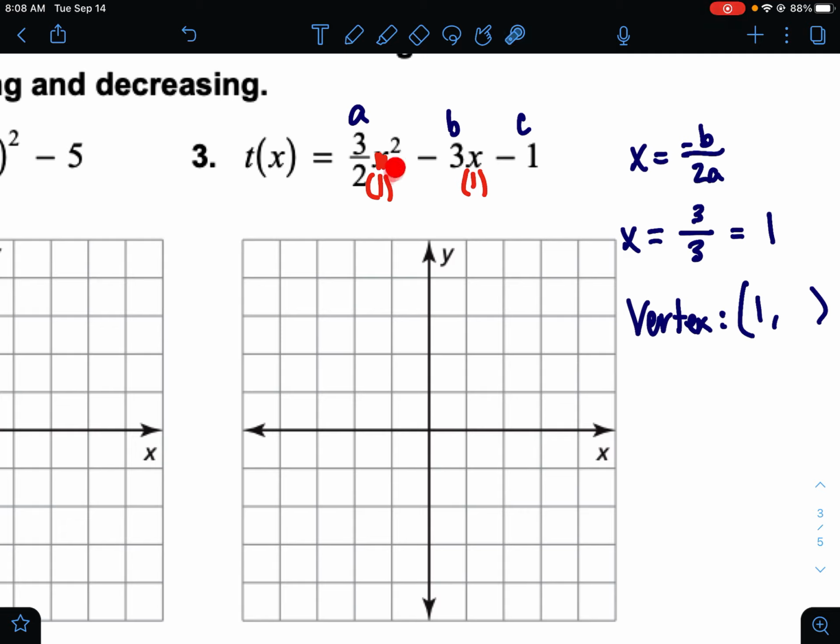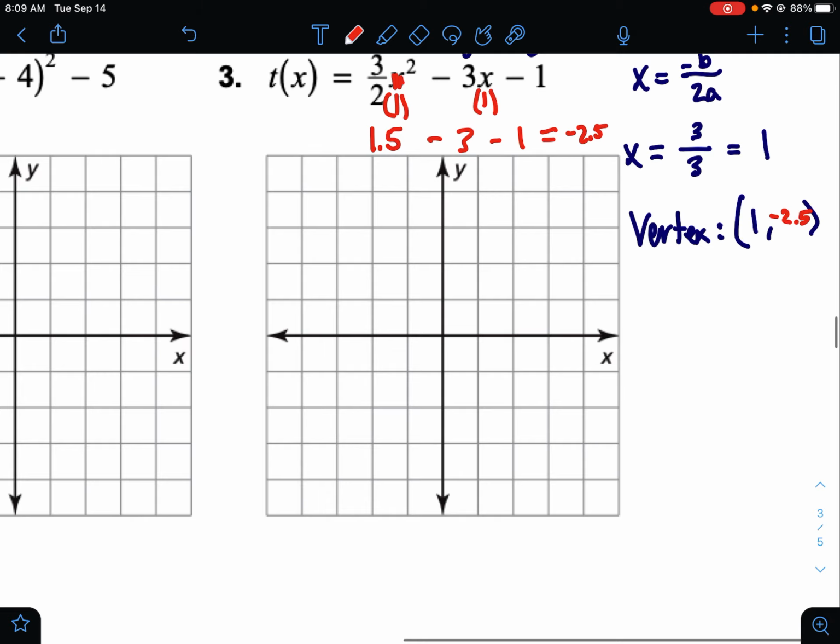So 1 squared is 1. 1 times 1.5 is 1.5. And then minus 3 times 1 is 3. And then minus 1. And so that is plugging 1 in for x, and now I figure out the output. 1.5 minus 3 minus 1 is negative 2.5. And so this vertex will be at 1, negative 2.5. So I can plot that. I can go, okay, 1, negative 2.5, that's about right there. And that will be my vertex.